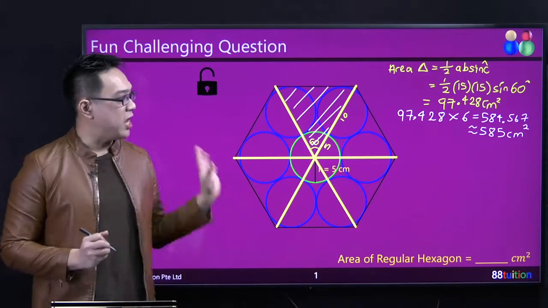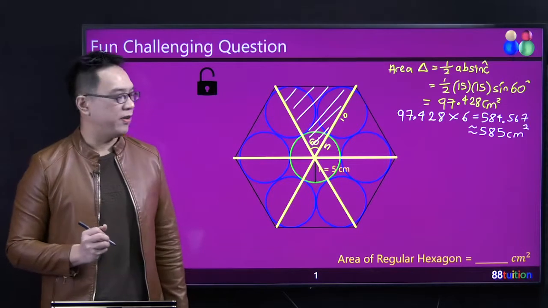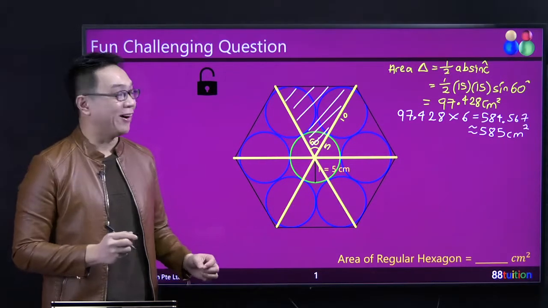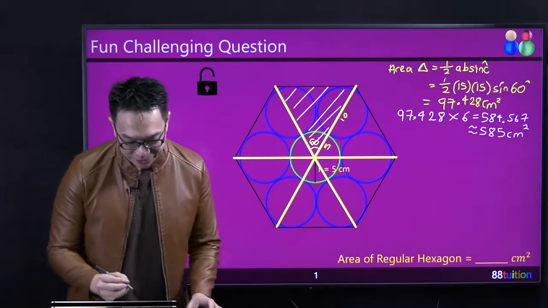Alright, and you conclude that the area of the regular hexagon is 585 cm squared. Do you agree? Some of you disagree. How come? Some of you are very sharp.